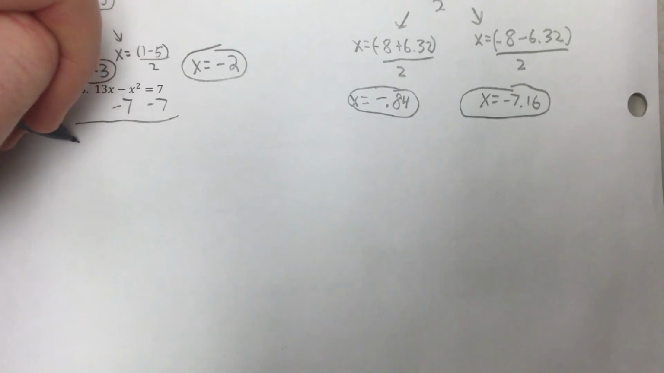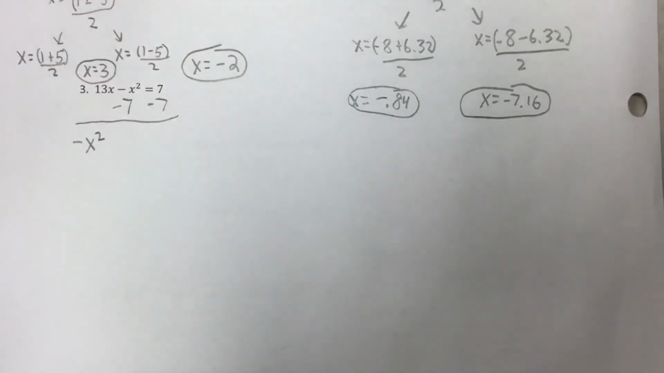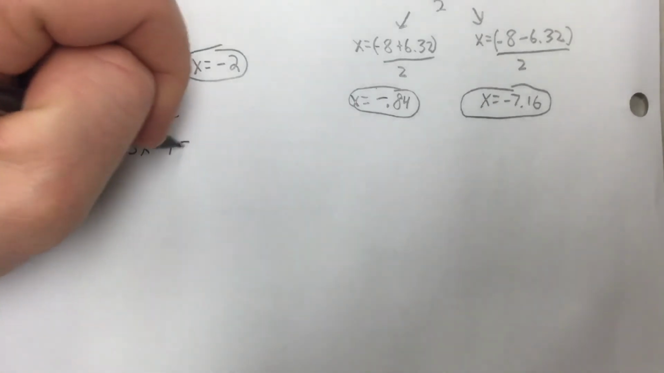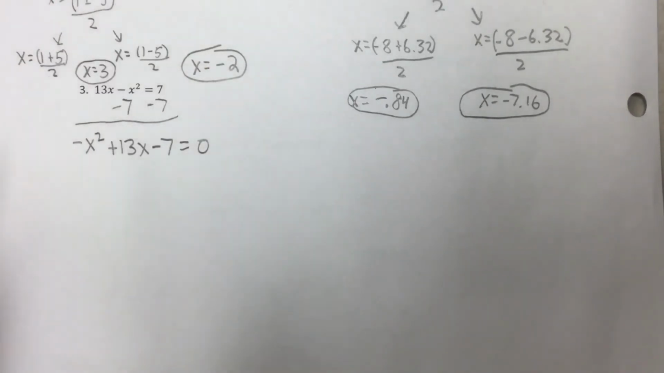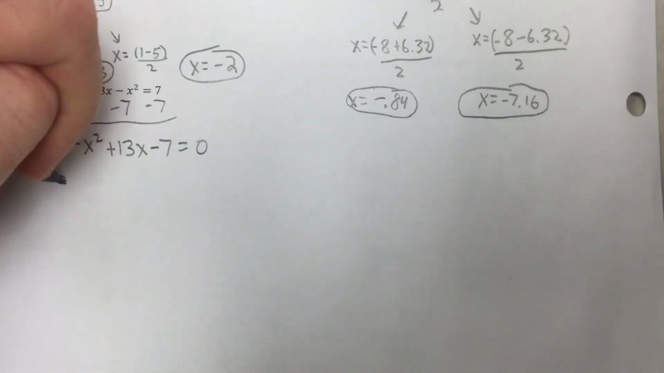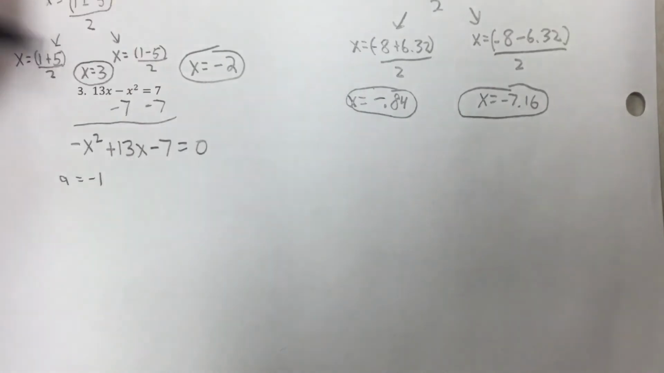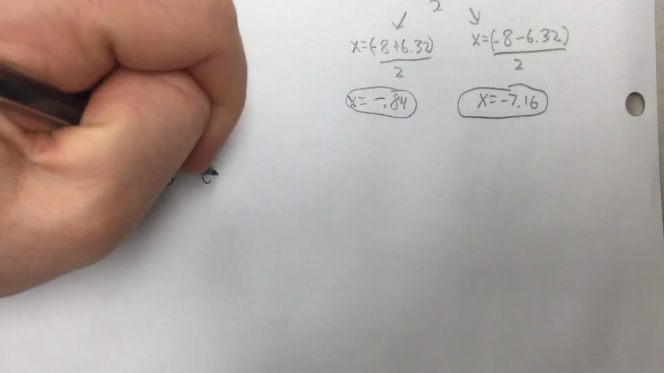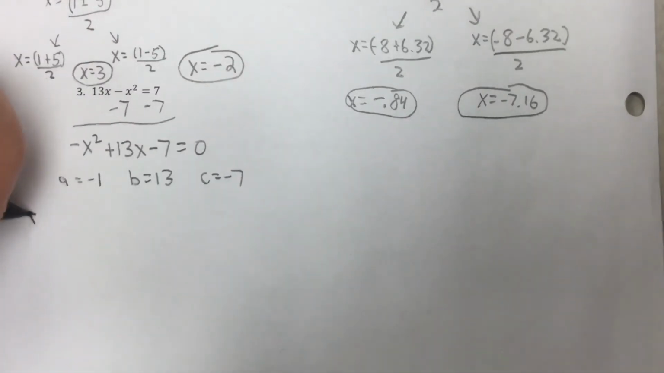So I have a negative x squared, positive 13x, a negative 7 equals 0. So again, you always want to have it go x squared, x, then your number. All right, go ahead and tell me what your a, b, and c are and start solving. All right, so a is equal to negative 1. B is what's in front of the x, which is 13. C is by itself, which is negative 7.